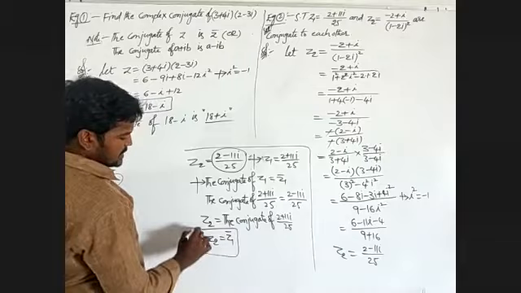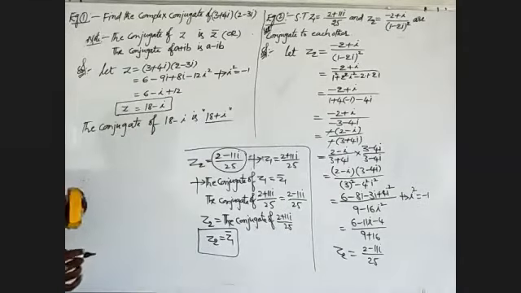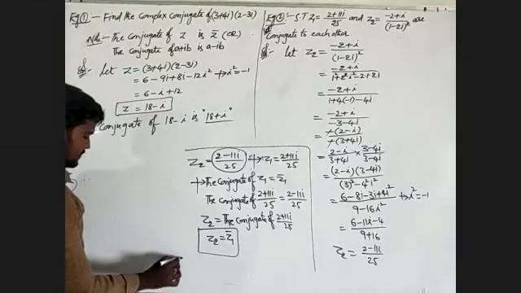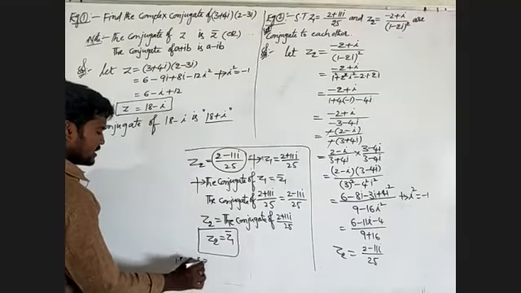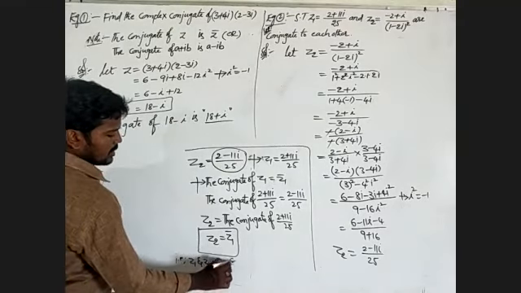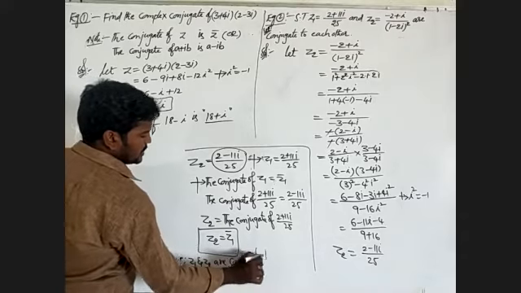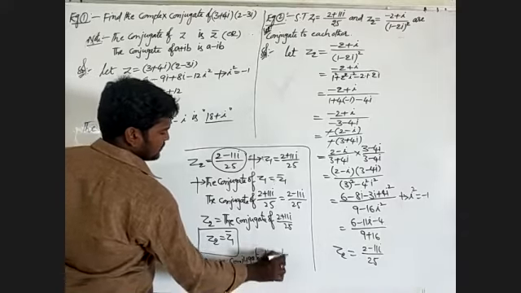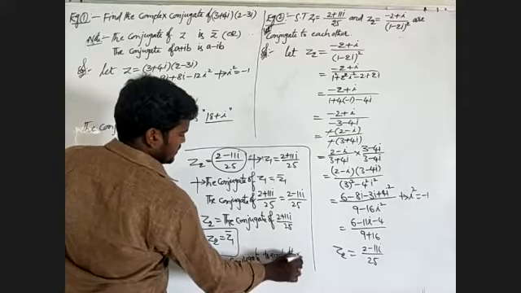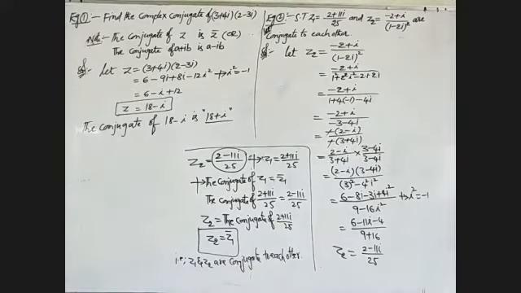That means Z1 and Z1 bar, that is Z1 and Z2, are conjugate to each other. Z1 and Z2 are conjugate to each other. This is what the given problem is asking.